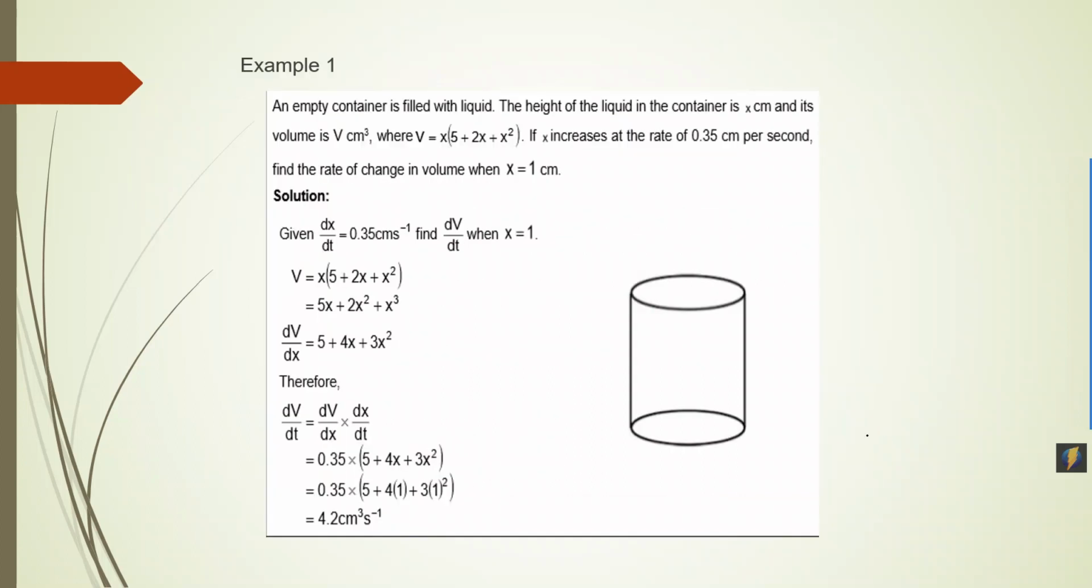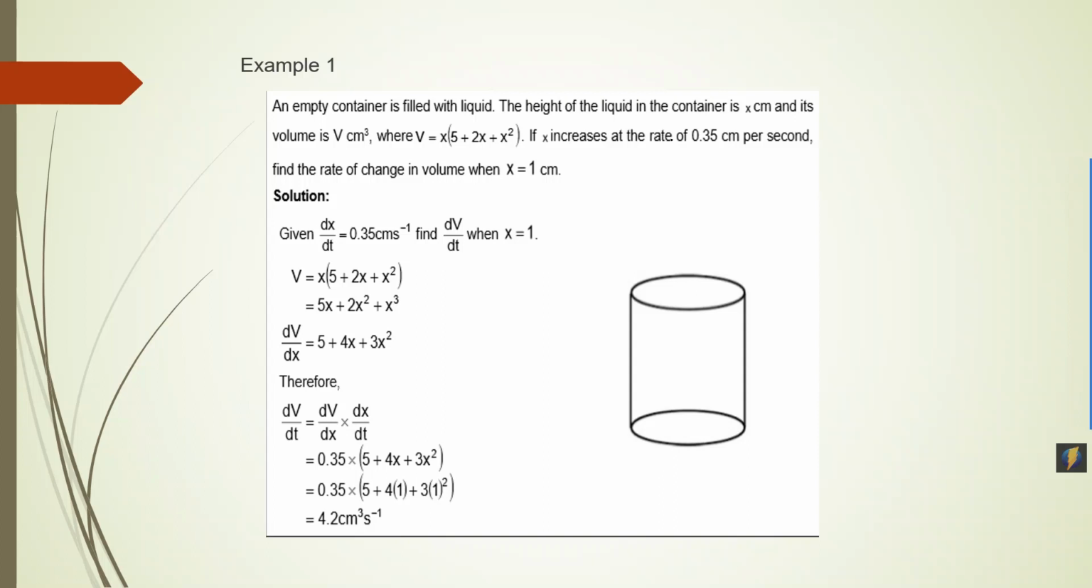Okay, look at example 1. An empty container is filled with liquid. The height of the liquid in the container is x cm and its volume is V cm cubed, where V equals x times (5 plus 2x plus x squared). If x increases at the rate of 0.35 cm per second, find the rate of change in volume when x equals 1 cm.